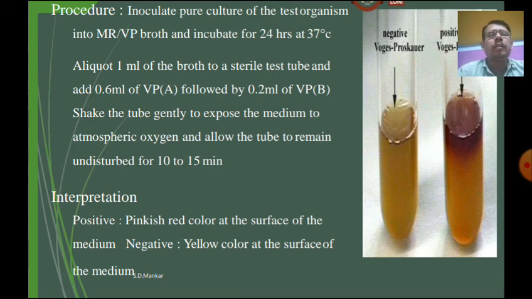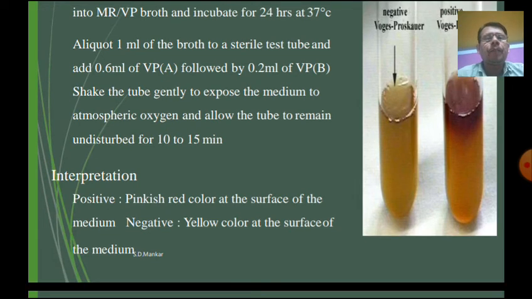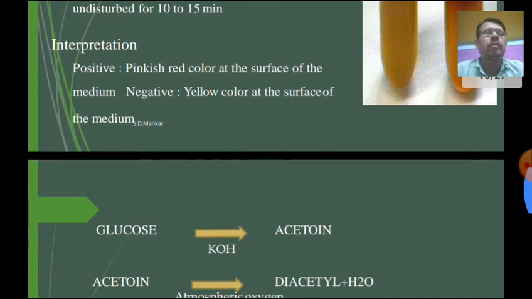In the pure culture of the test organism, MRVP broth is incubated for 24 hours at 30 degrees centigrade. Aliquot 1 ml of the broth into a sterile test tube, add 0.6 ml of VP reagent followed by 0.2 ml of VP reagent, shake gently to expose the medium to atmospheric oxygen, and allow the tube to remain undisturbed for 10 to 15 minutes. Interpretation: a positive test shows a pinkish red color at the surface of the medium, and a negative test shows a yellow color at the surface. This is the Voges-Proskauer test.